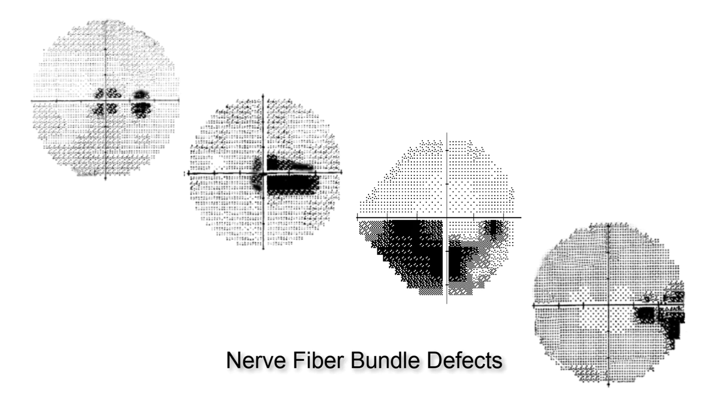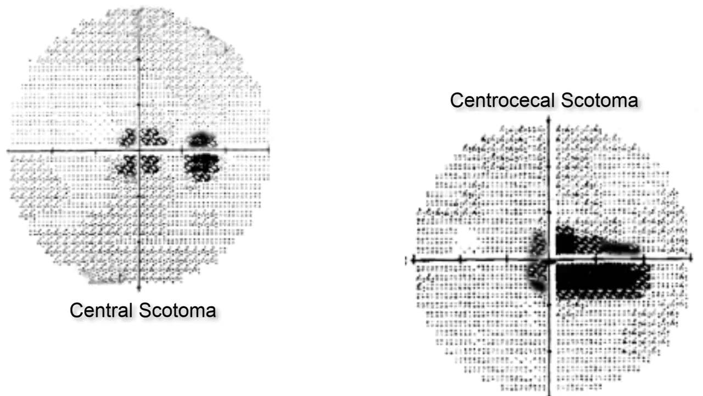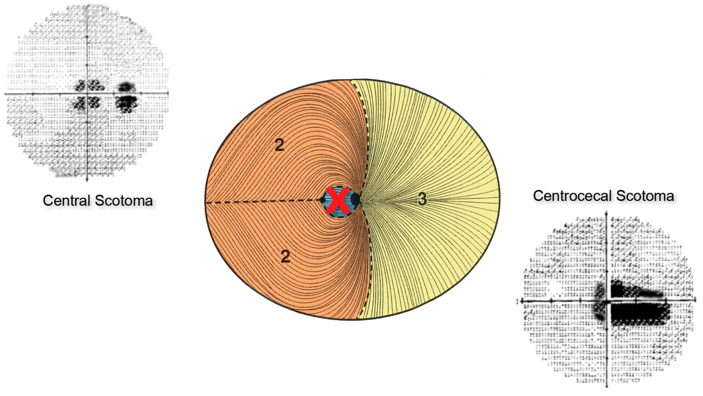Nerve fiber bundle defects come from lesions of the optic nerve or nerve fiber layer. They have the following shapes: central or centrocecal scotomas. These scotomas indicate damage to the maculopapillary bundles. When they appear in both eyes, they are especially characteristic of toxic, nutritional, or hereditary optic neuropathy.